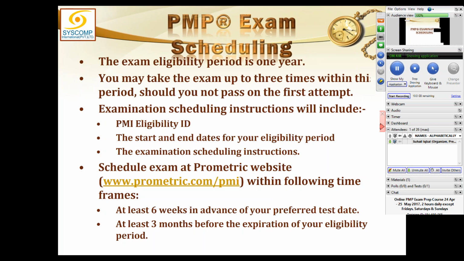Because if you stretch your first attempt to the end of the eligibility period, that means the 1 year which has been allowed to you, you may not get a seat in the exam. And thus, your chance, the whole 1 year opportunity would be extinguished. That we don't want to do. So, Prometric advises you that at least 3 months before the expiration date of your eligibility period, you must book your exam. So these are two very good instructions for booking your exam, and you must work accordingly.